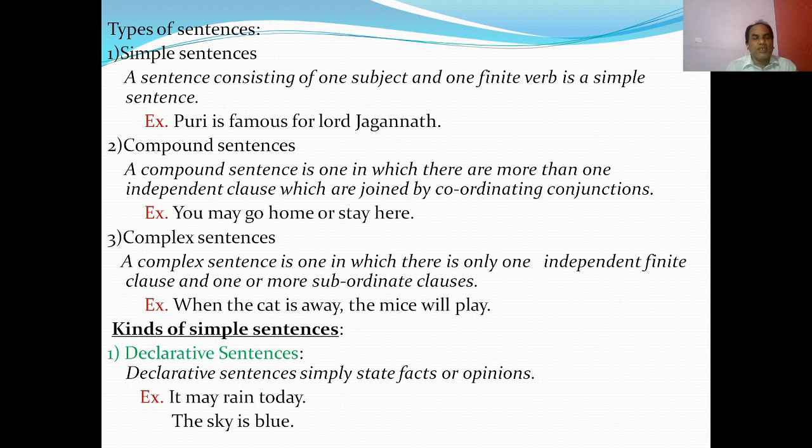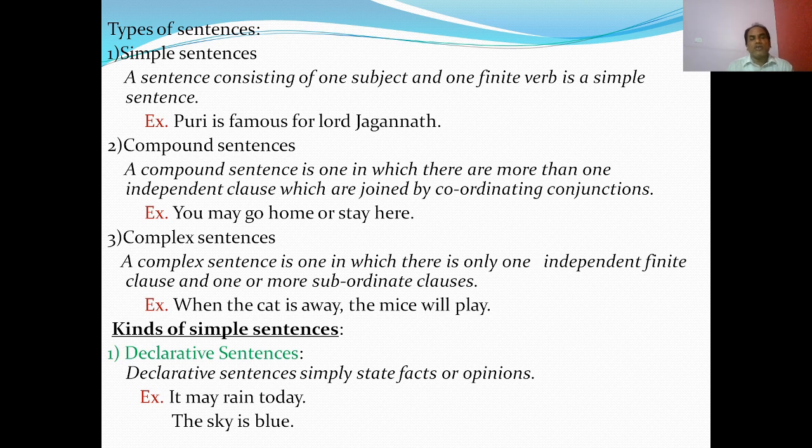Okay. So then complex sentences. A complex sentence is one in which there is only one independent finite clause and one or more subordinate clauses. Example: When the cat is away, the mice will play. The mice will play is the independent finite clause, and when the cat is away is the subordinate clause. So if one main clause and a subordinate clause are there, it is a complex sentence.